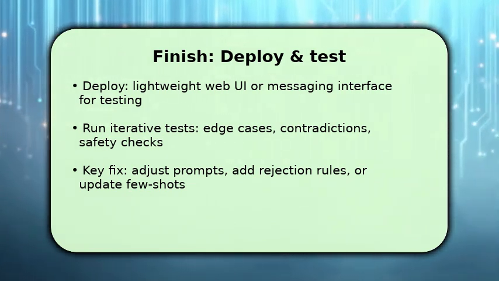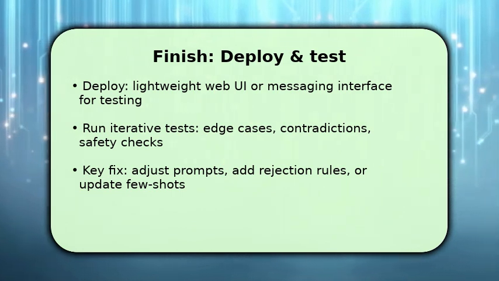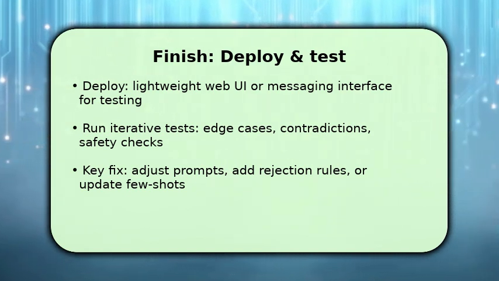One troubleshooting tip: when the model hallucinates facts, force refusal patterns, and add grounding prompts that require source citations or admit uncertainty.